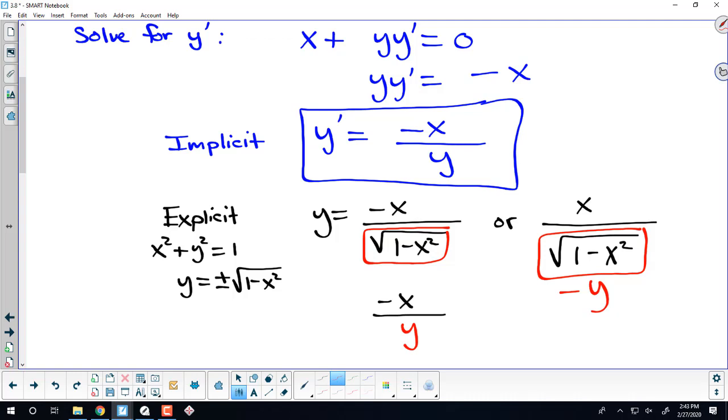That's negative x over y. And the other one, we have positive x over negative y, which is the same thing. So either way we look at it, isn't it still negative x over y? So in both instances are summarized right here. That example is just illustrating that the derivatives are consistent. Does anyone have any questions on that?